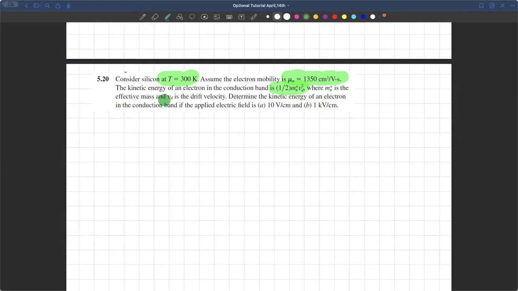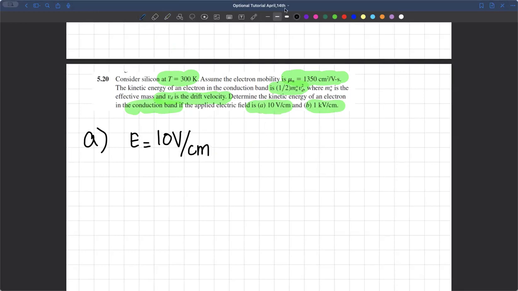Where M in steric is the effective mass and Vd is the drift velocity. Fine. Determine the kinetic energy of an electron in the conduction band. If the applied electric field is this, we can solve it for one and we can do the other question. So let's go with the first one. Then electric field is given as 10 volts per centimeter. Okay, now you're given mu n equal to 1350.